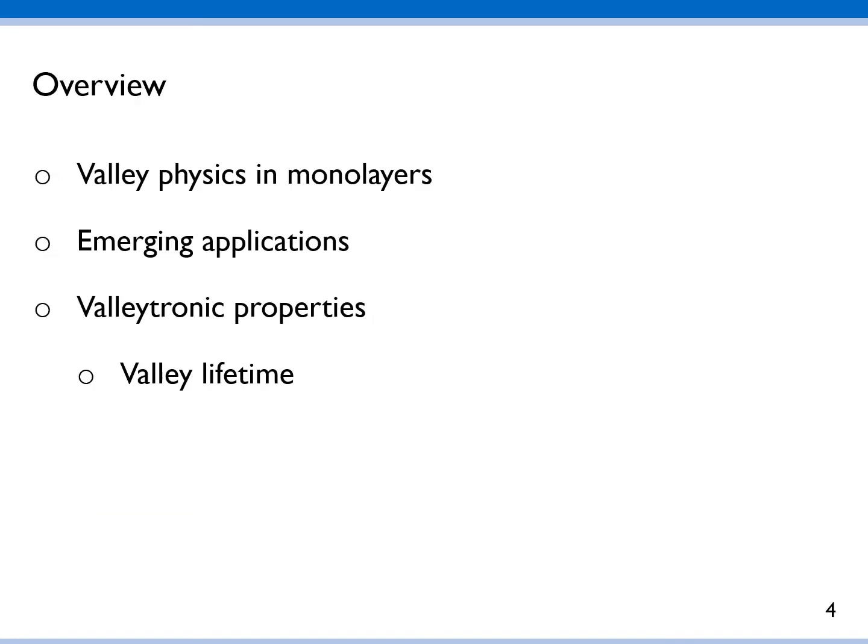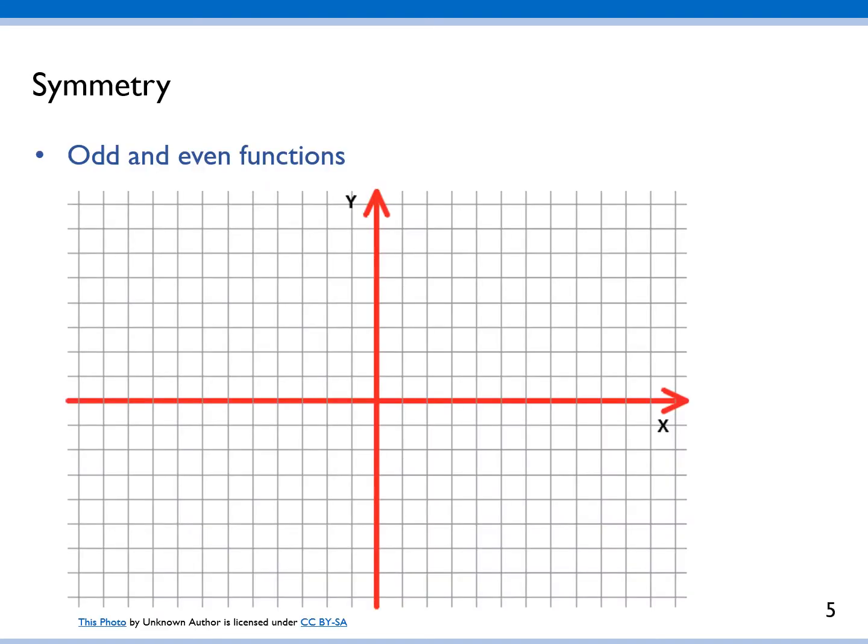Here I just want to give a quick overview over the remainder of this talk. In the next few minutes we will dive into the valley physics in monolayers. After that I would like to talk about emerging applications, and then about Valleytronic properties, concluding with a closer look at the valley lifetime in excitons. So let's get started with the theory part. I thought I would begin the theory part with some simple considerations on symmetry, because this is really useful in understanding how valley physics works.